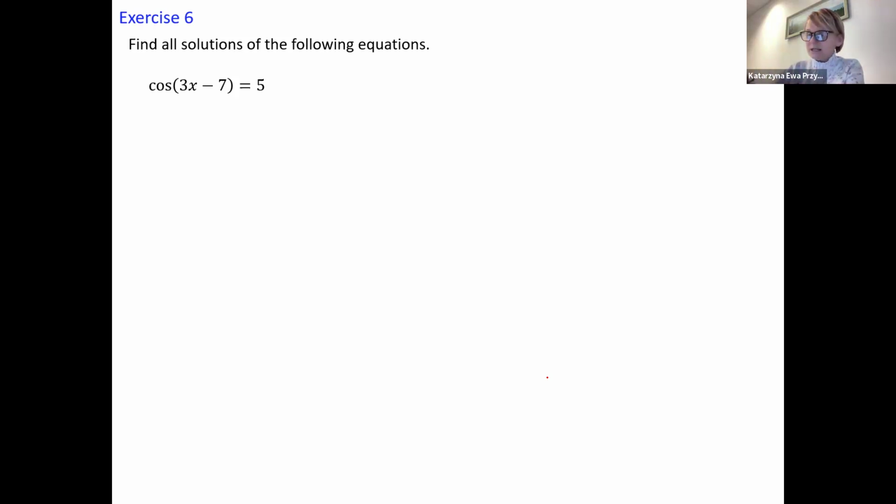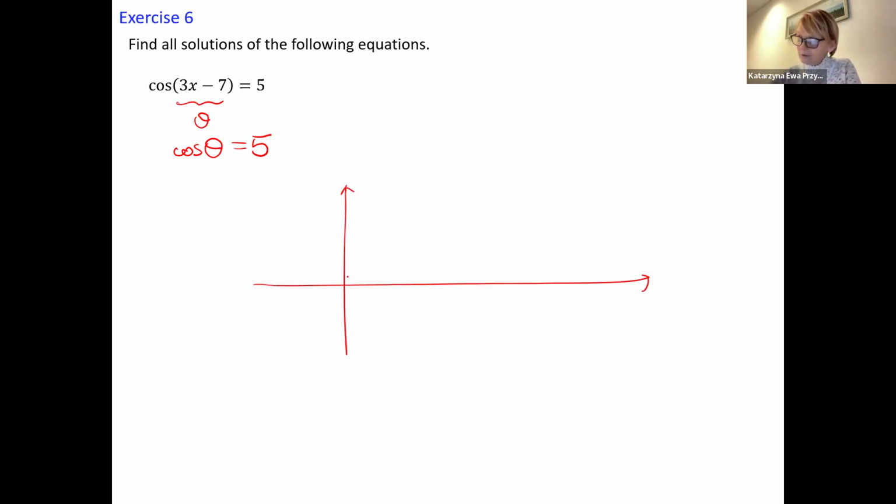Cosine of, we can call it theta if it's easier for us. Cosine of theta equals 5. Doesn't sound wrong? It's too much. Yes, what is too much? That's the good answer. Laura, that's the good answer. 5 is too much because what's happened?